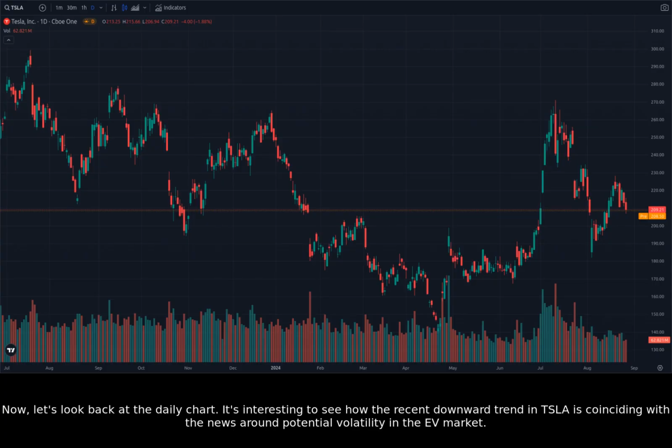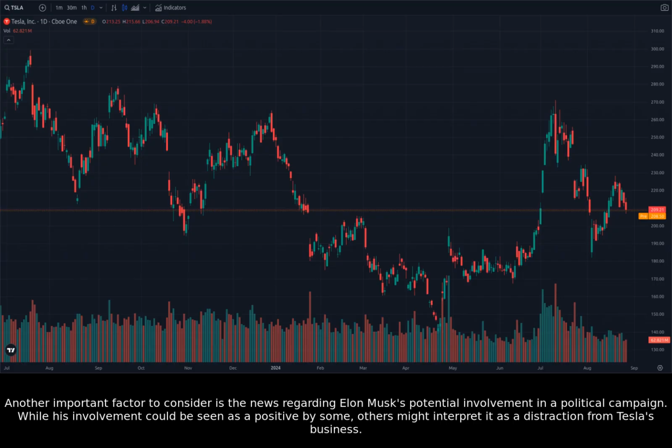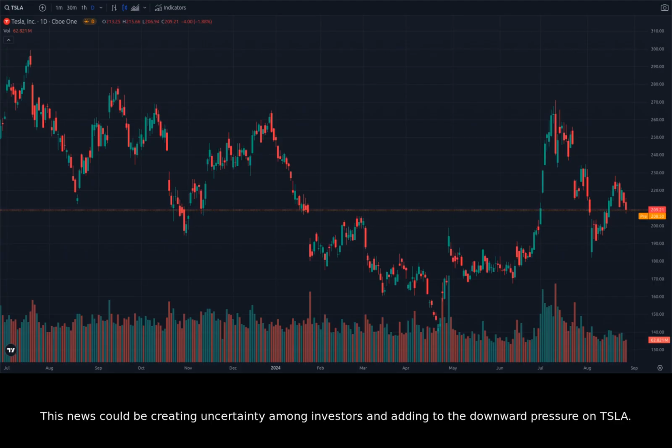It's interesting to see how the recent downward trend in Tesla is coinciding with the news around potential volatility in the EV market. The news suggests that investors are becoming increasingly cautious about Tesla's performance, especially considering competition from other EV manufacturers. Another important factor to consider is the news regarding Elon Musk's potential involvement in a political campaign. While his involvement could be seen as a positive by some, others might interpret it as a distraction from Tesla's business. This news could be creating uncertainty among investors and adding to the downward pressure on Tesla.